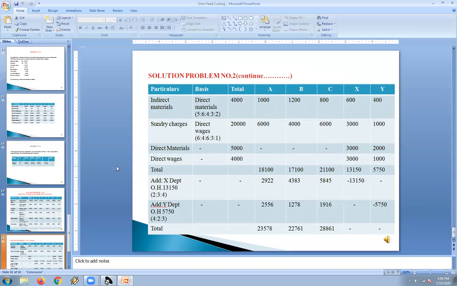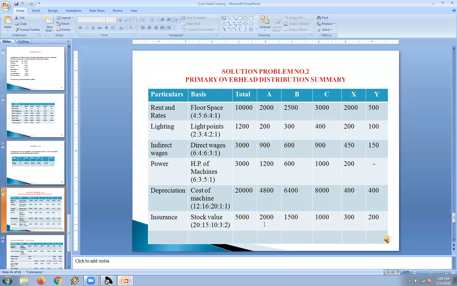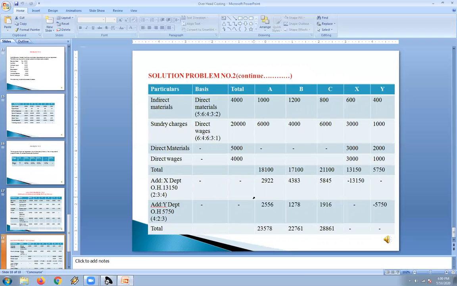So here one more additional thing they have given in this question, that we have to allocate the expenses of X department 13,150 and Y department 5,750 again to the production departments. Again, we are going to allocate only to the production departments. This 13,150 we are deducting here and we are adding to the production departments. And if we are going to allocate the X department to all the A, B, C production departments, they have given the percentage, 20%, 30% and 40%. So we have taken here 2:3:4 ratio. So 13,150 in the form of 2:3:4 means 20%, 30%, 40%.